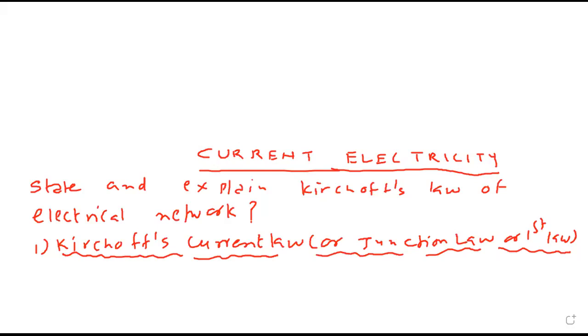Done, sir. Kirchhoff's current law, junction law, first law. Is current a scalar quantity or a vector quantity? Scalar. So how to add scalars, algebraically or geometrically? Algebraically. So the first law is stated like this: in an electrical network.